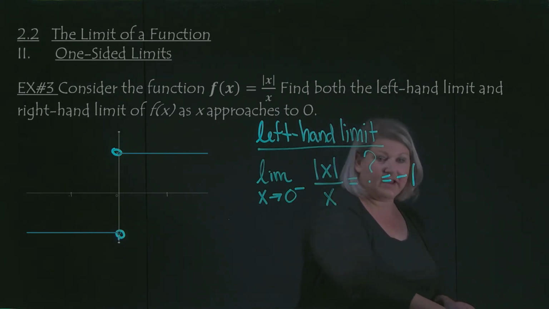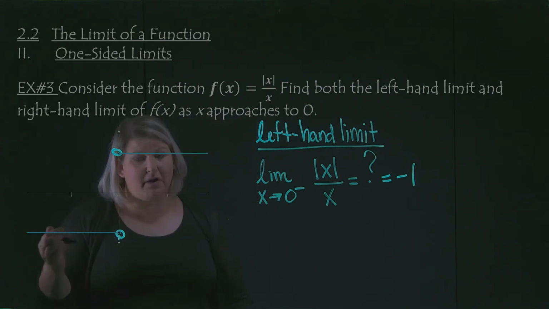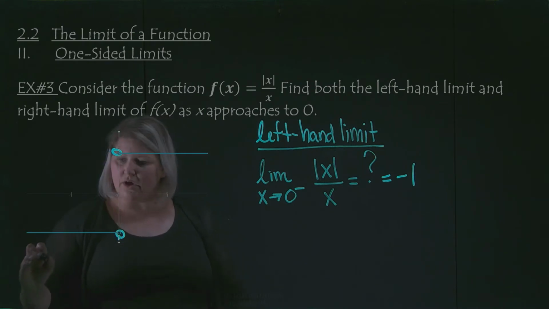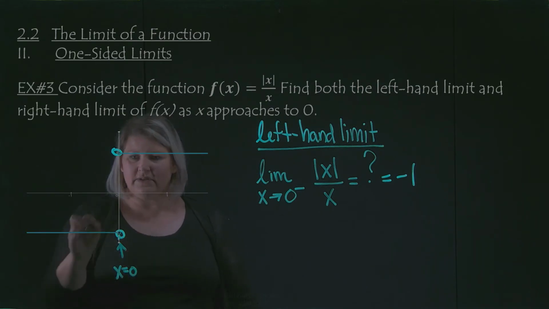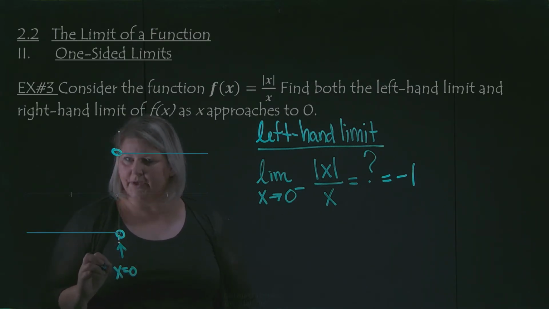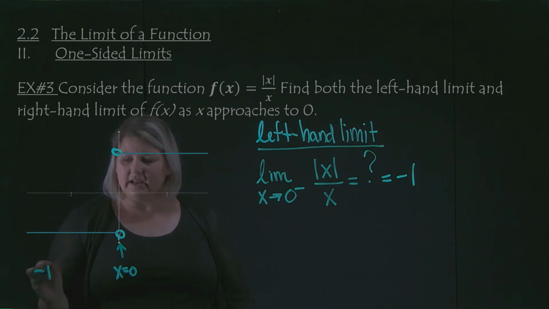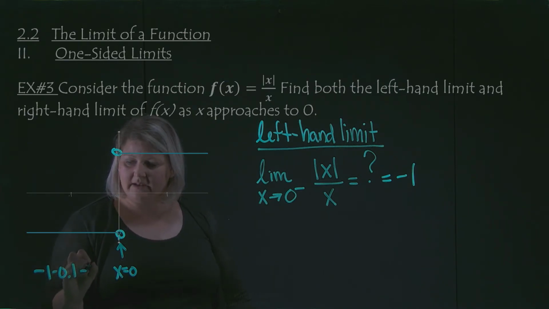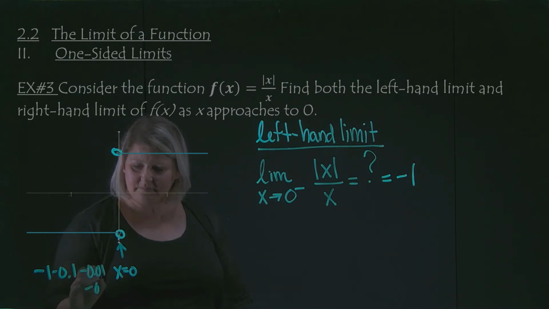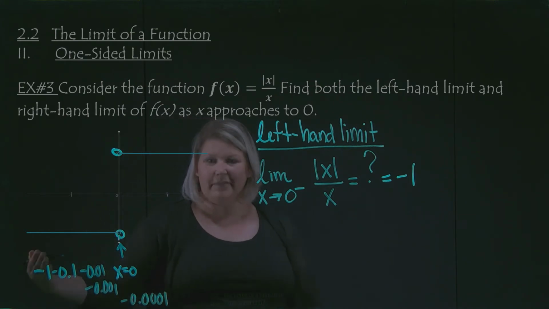The other thing also is you can plug values into a table. Think about that. What values in a table are coming from the left side of 0? Here we have x equals 0, right? What's something that's really close to 0? Well, you can go not that close, but -1. Closer than that is going to be -0.1, and then -0.01, and then -0.001, and then -0.0001. Do you see what I'm doing? I'm getting closer and closer to 0.